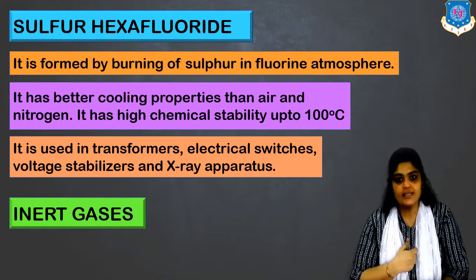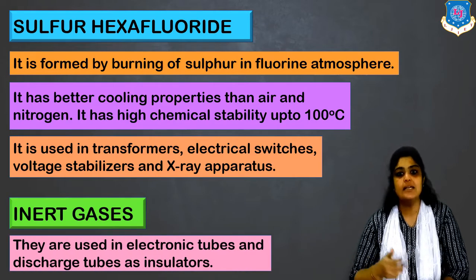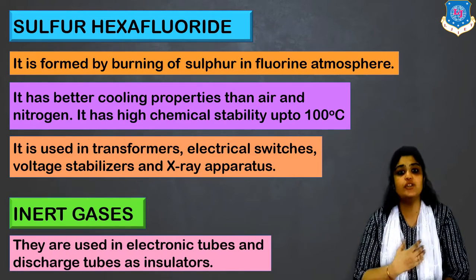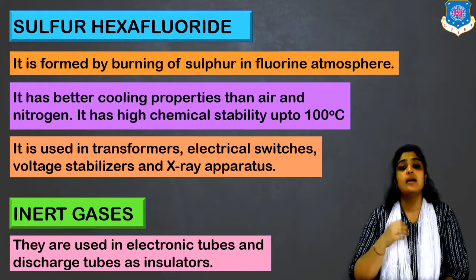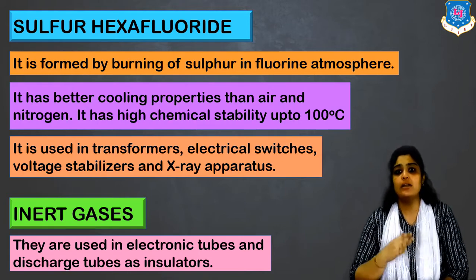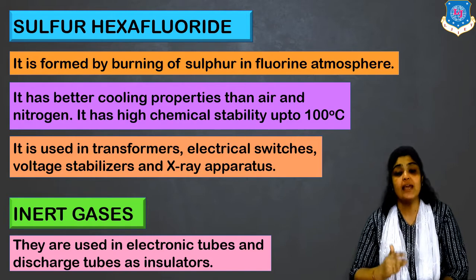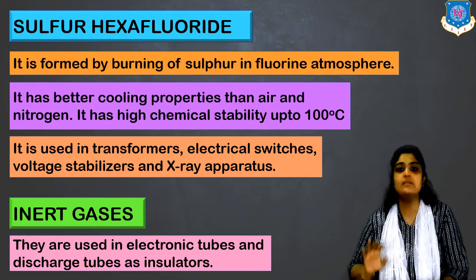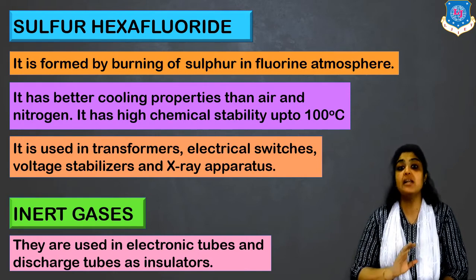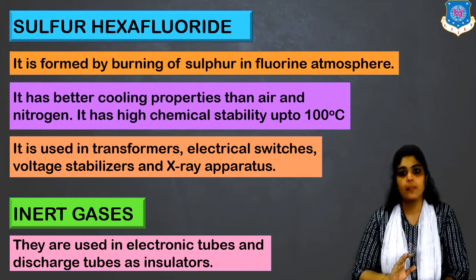Lastly, in case of gaseous dielectrics, we have inert gases. Inert gases are used in electronic tubes. They are used in discharge tubes as insulators. I would say inert gases are used in majorly all the applications where air cannot be used, because air is highly reactive. And if you talk about inert gases, they are chemically stable or chemically completely inert.